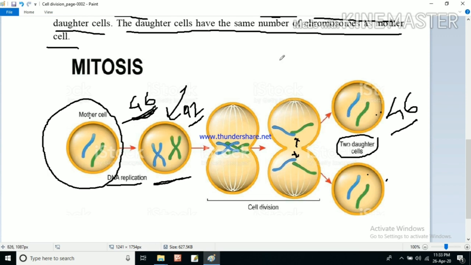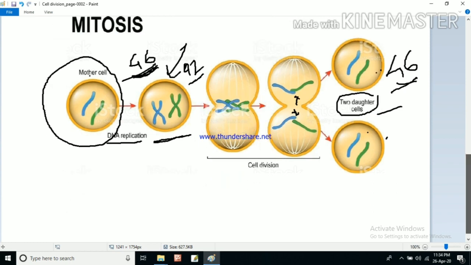So here what is written: the daughter cells have the same number of chromosomes as the mother cells. These daughter cells have got the same number, that is 46, as the mother cell. If the mother cells have 46, the daughter cells will get 46. If the mother cells contain 50, then the daughter cells will get 50 chromosomes. So that is about mitosis.